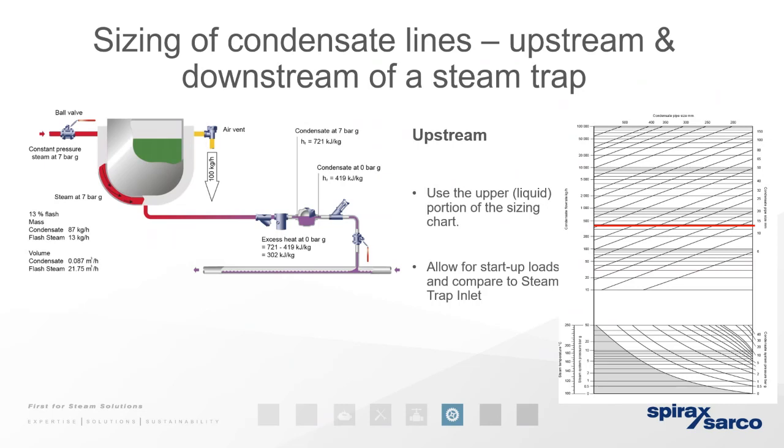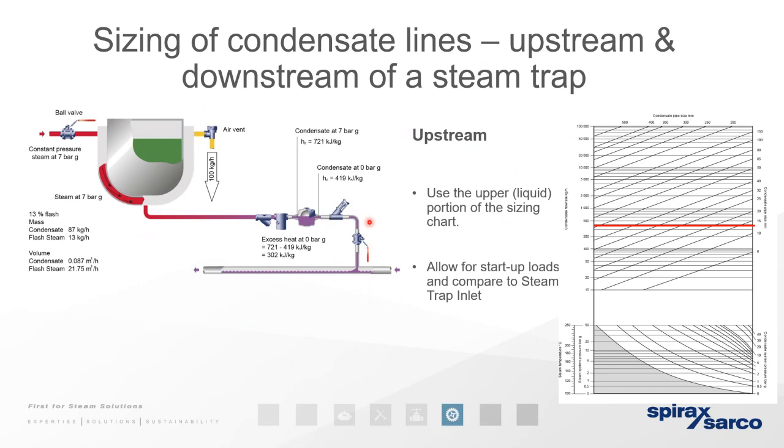So, sizing of condensate lines upstream and downstream of a steam trap. When we size a condensate pipe from the process, we must consider both of those conditions, as we've rightfully said that the condensate prior to the steam trap will be under pressure and at a much higher volume and energy value. As soon as it moves across the trap, we will now sit with two conditions, which is a flash and a water condition.